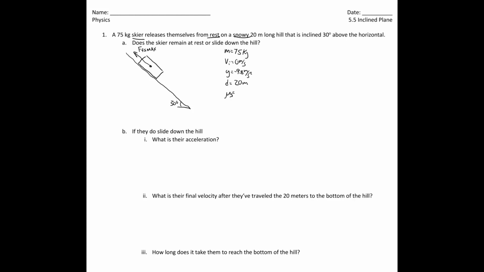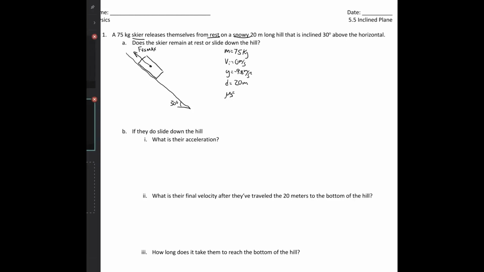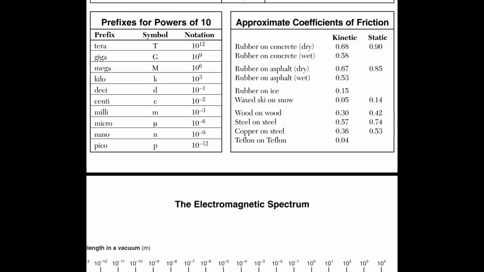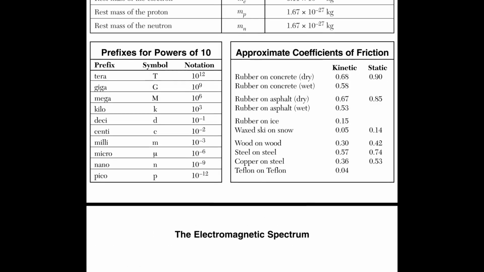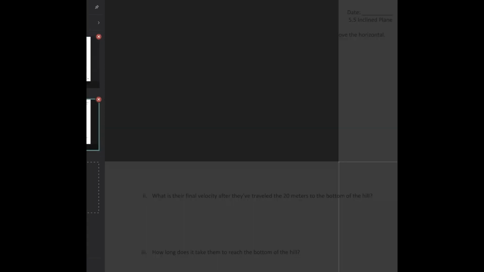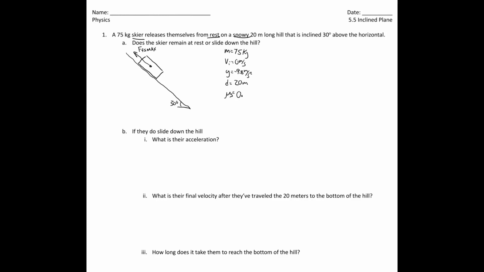Before we do that, I want to draw in the rest of the forces on the diagram. So, wax ski on snow. We're not looking for the kinetic in this case. We want to know what the static coefficient of friction is, 0.14, because we want to know what the maximum static friction is that can exist between these two surfaces.